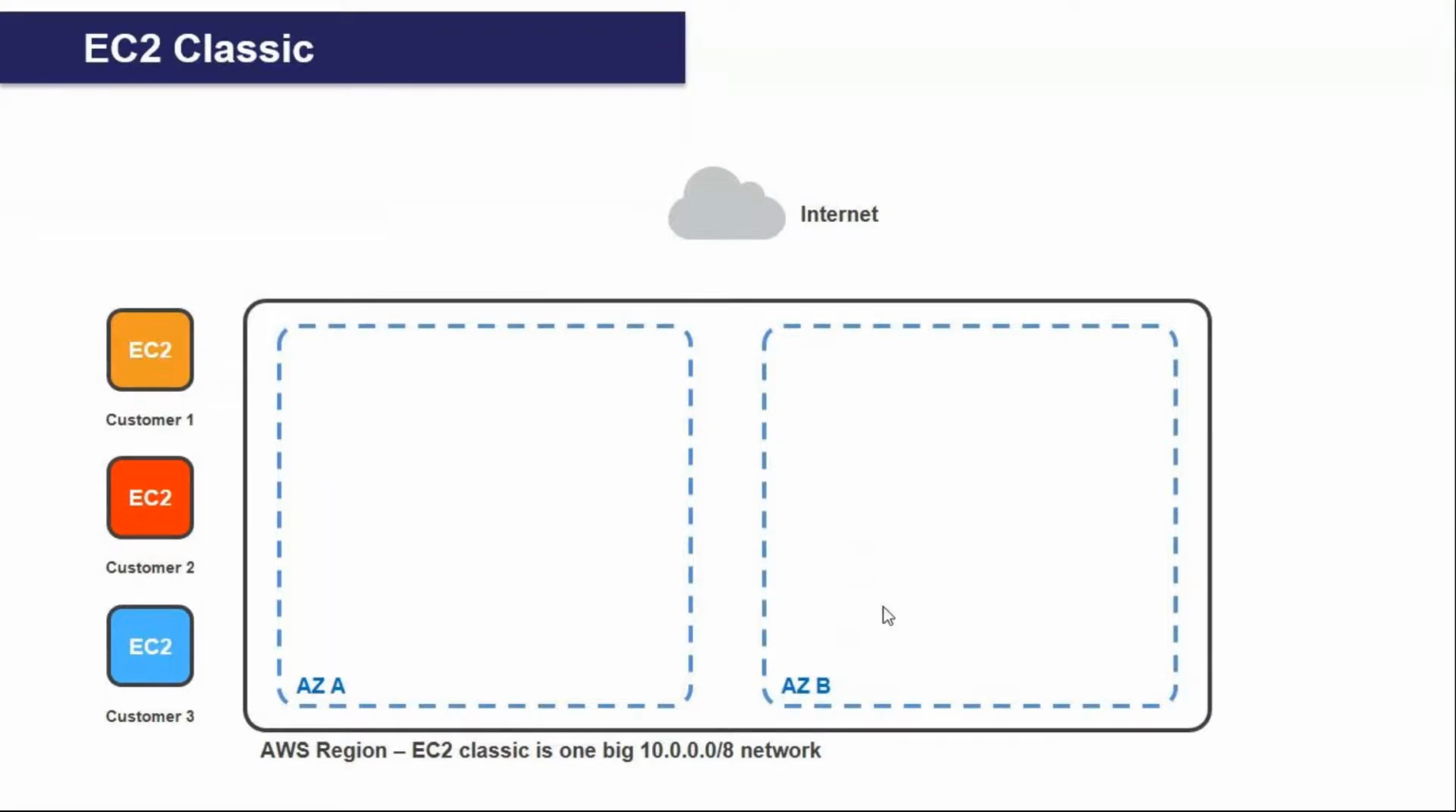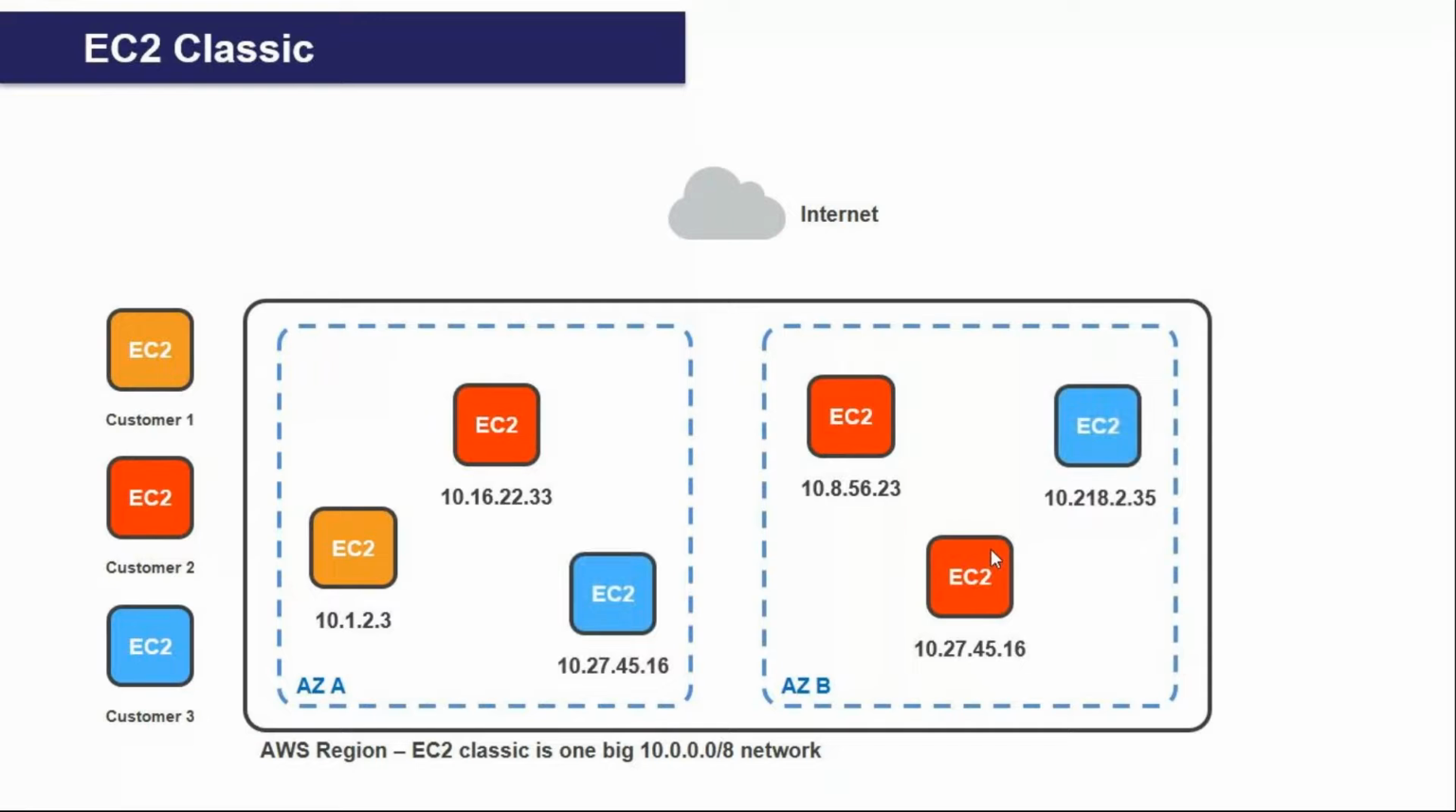You can see that in this example, this is availability. The internet is there, and the customer EC2 instances 1, 2, 3 are there. Then the AWS region is an EC2 Classic, one big network. Under it there are two availability zones. In one availability zone there are some machines, and likewise in availability zone B there are other virtual machines.